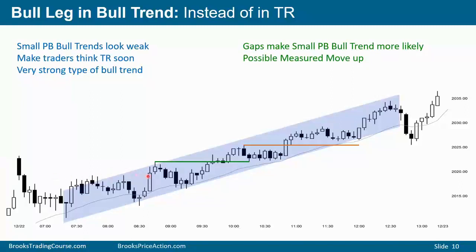This, gaps. Whenever a rally looks weak and it looks like a bull leg in a trading range, but it's forming gaps and negative gaps, slight overlap. We have a breakout and a pullback, could not fall below this breakout point. We have a breakout, does not look all that strong, but look at the pullback here, here, here, could not fall below the breakout point. If you have a rally that looks weak, but it's forming 2 or 3 gaps, it's probably a small pullback bull trend, and it probably is a bull trend and not a bull leg in a trading range. These gaps often lead to measured moves up.